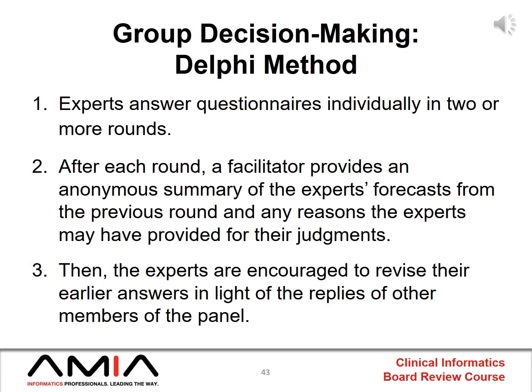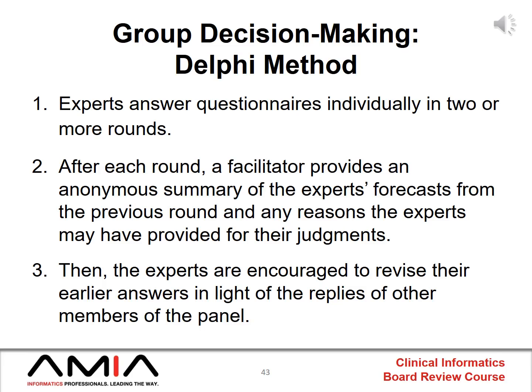So the first step in the Delphi method is that after having assembled your panel of experts, you're going to develop questionnaires and have those experts answer those questionnaires individually in 2 or more rounds. After each round of questions, in which you are asking them to forecast what they think is going to happen in the future, a facilitator will provide an anonymous summary of those experts' forecasts from the previous round and any reasons that the experts may have had for providing judgments on why they think certain things are going to happen in the future.